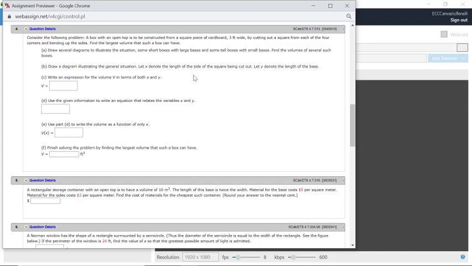Draw yourself a good picture of the flat. I would draw the flat square piece of cardboard. I would draw the 4 cut out little squares, of which we don't know how large those squares are yet. And that's where we're going to use a variable. Okay. They say, let x denote the length of the side of the square being cut out.